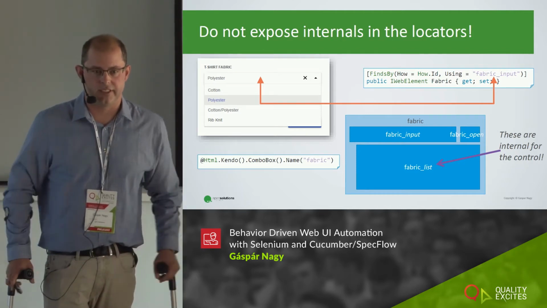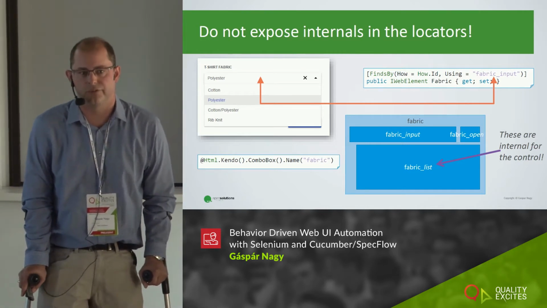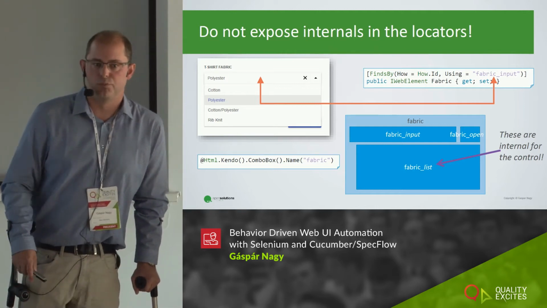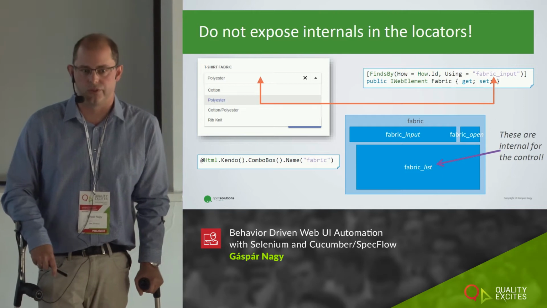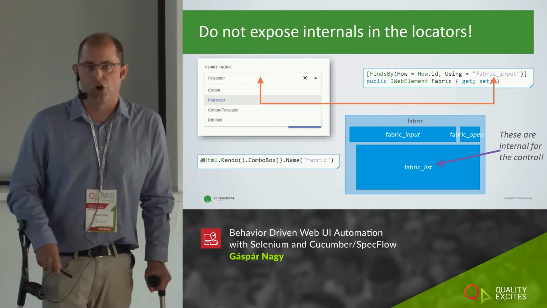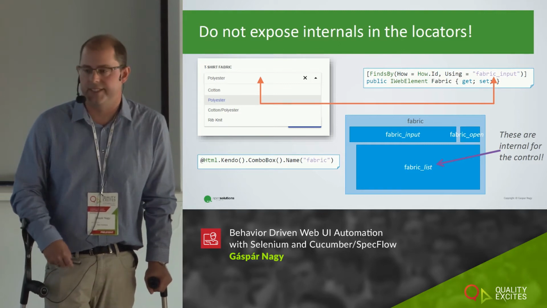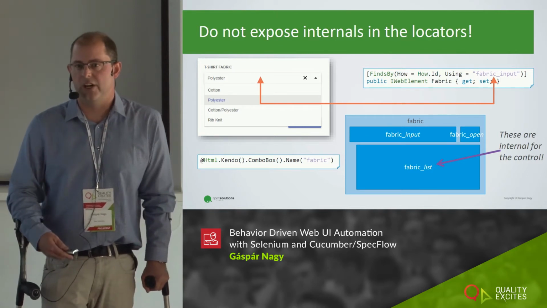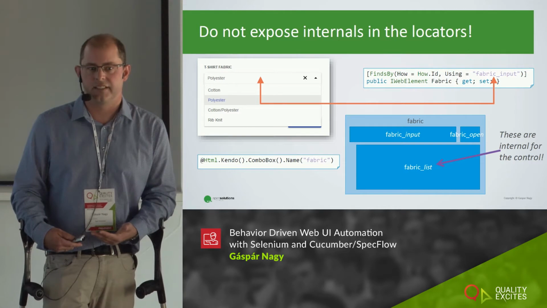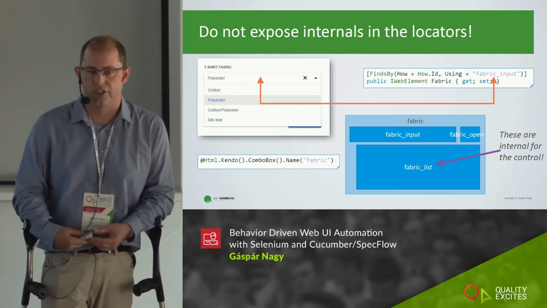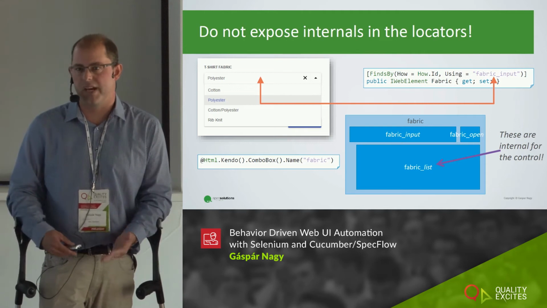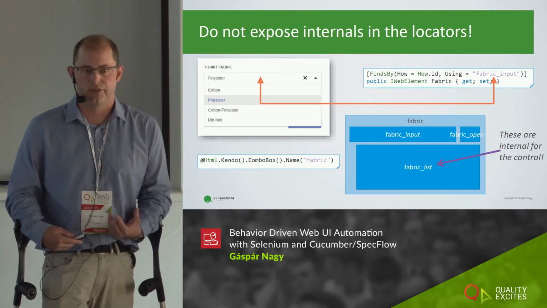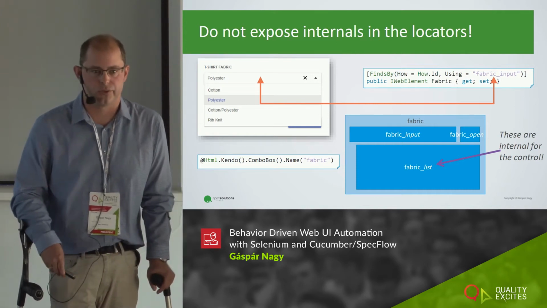Actually, what the real control looks like is a composition of multiple different controls. We have a fabric selector, but this fabric selector is composed of a fabric input, which is the text box. It has a fabric open, which is just opening the dropdown. It can also have a fabric_list, which is the list you have. Just by saying fabric_input in my automation code base, basically I have expressed the internal behavior of this Kendo UI control. So whenever I would replace it from Kendo UI with some other control library, all of this code would start to break. So you have to be careful not to expose any internals of the controls.